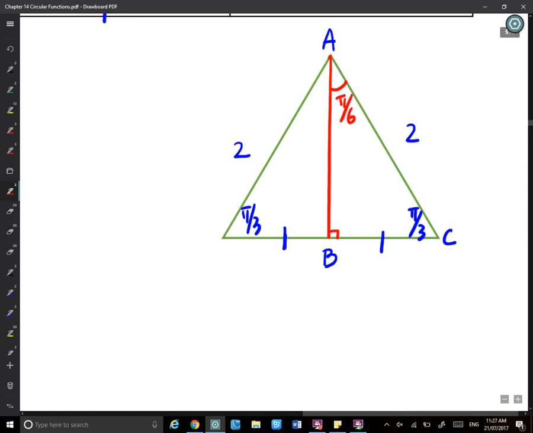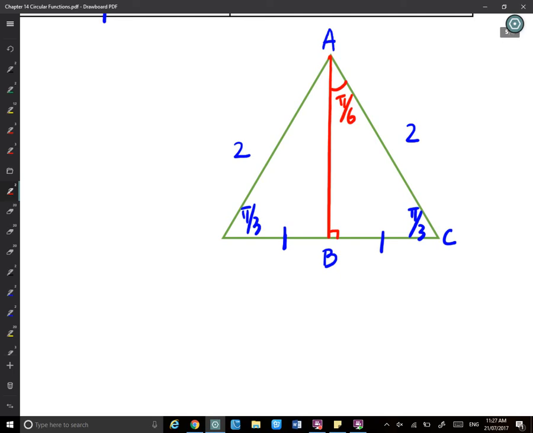So in the right angle triangle ABC, I have pi on 6, pi on 3, and 90 degrees, which is 30, 60, and 90 degrees. I have the side length 2. I have BC 1. What do you think the length of AB will be? Use Pythagoras.